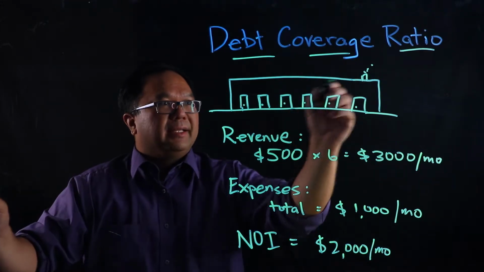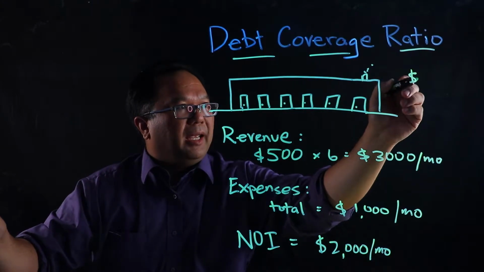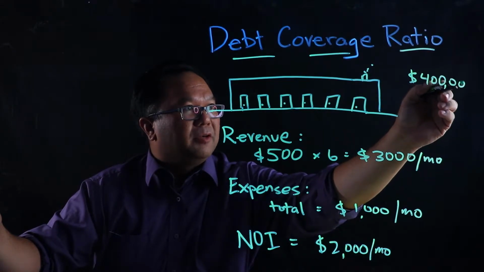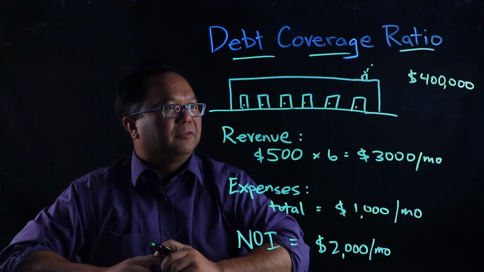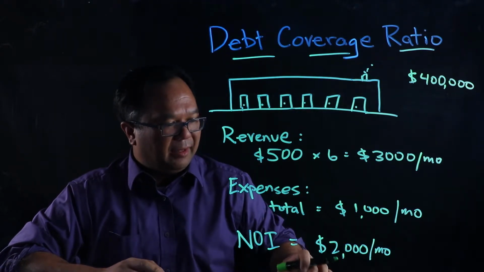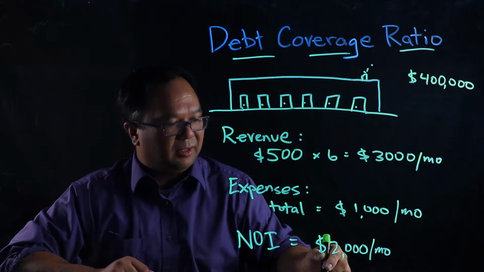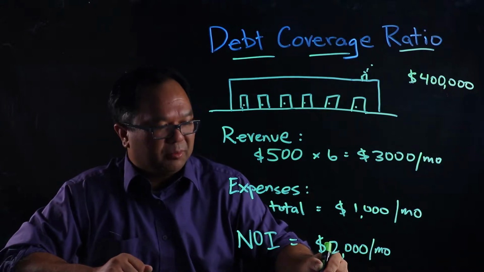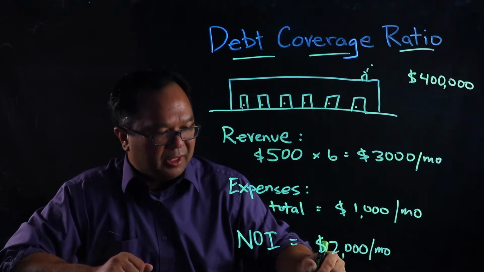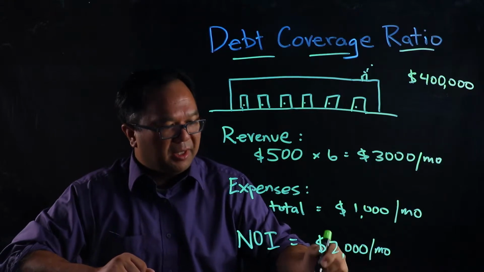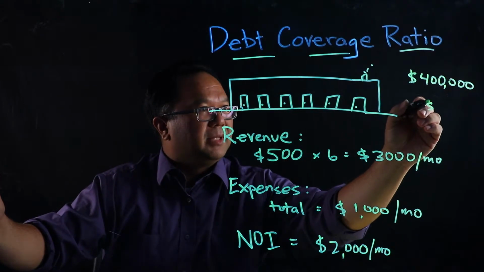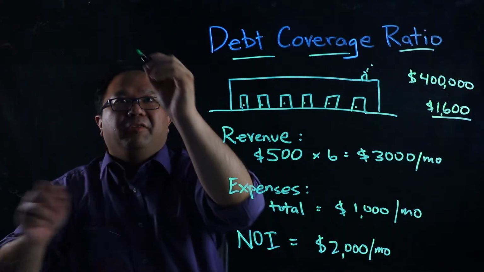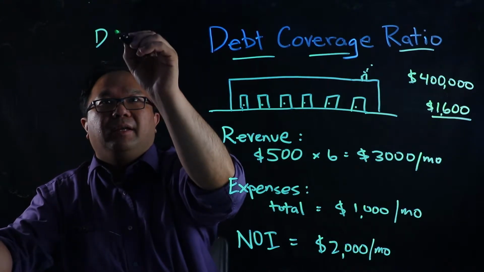So let's say that you are looking to purchase the property and you get it for a sale price of $400,000. From there, I calculated that for a $400,000 purchase and a down payment of 25%, which is pretty common for commercial properties, and an average interest rate of 5%, the monthly debt service comes out to approximately $1,600. So now I'm going to put down our debt coverage ratio.